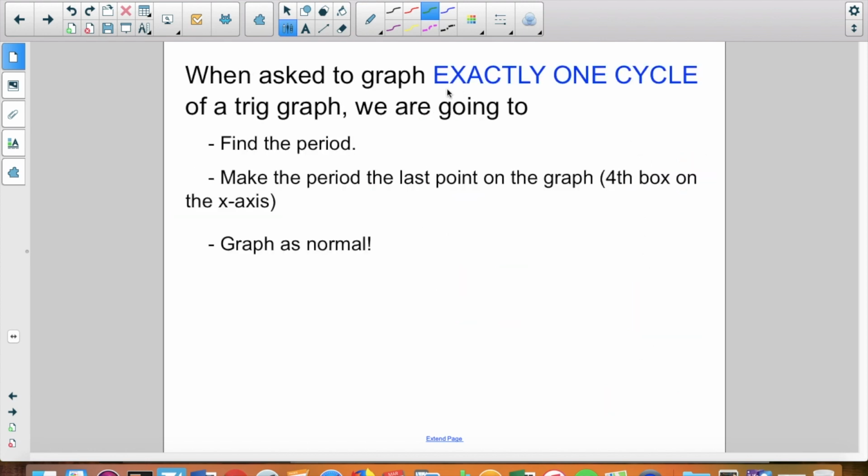Okay, now a lot of the times questions are going to ask you to graph exactly one cycle. So if you're asked to do that, you need to find the period. You need to know how long it takes for one cycle to be completed. Then you're going to make the period the last point on the graph. So the fourth box on the x-axis, and then you graph as normal, how we've been graphing.